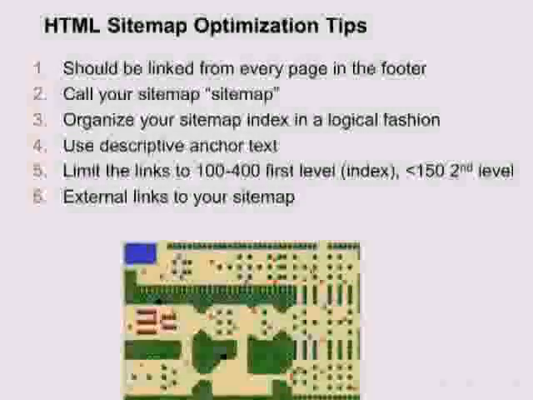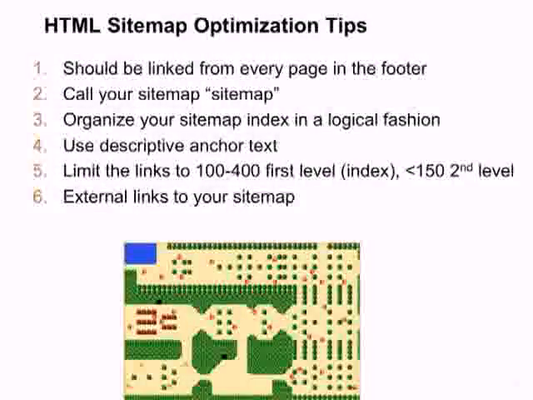So a few optimization tips and best practices. Call your sitemap sitemap. Seems logical, but sometimes gets overlooked. Organize your sitemap in a logical fashion. Again, categorical, alphabetical, these are good ways to do it. Use descriptive anchor text, but don't get out of control. I've seen a lot of florists do this, using city, state, plus flower, flower delivery, etc. Getting a little bit too aggressive with that anchor text. Don't get too aggressive, but use your descriptive text in there where necessary.